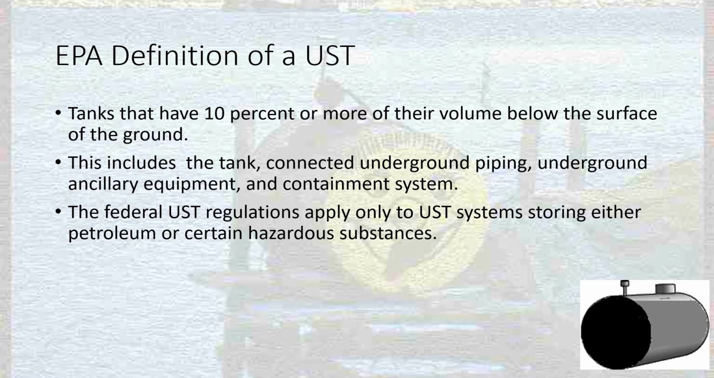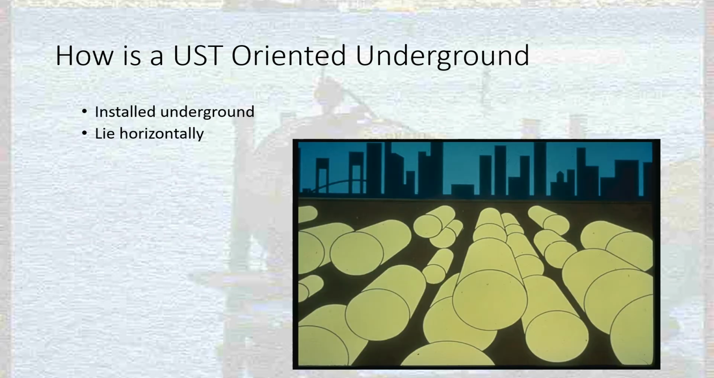The federal UST regulations only apply to UST systems storing either petroleum or certain hazardous substances. So these don't apply to water tanks. And there are a lot of other caveats where the UST regulations don't apply, but we're going to focus mostly on gas stations. Heating oil tanks are considered USTs. In a lot of the northern and northeastern cities in the United States, houses have tanks that could be considered USTs.